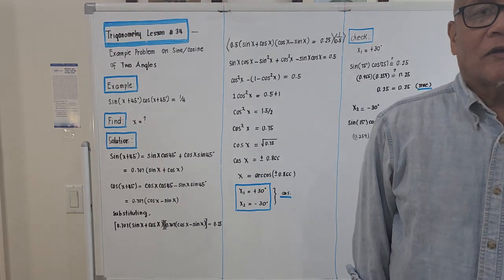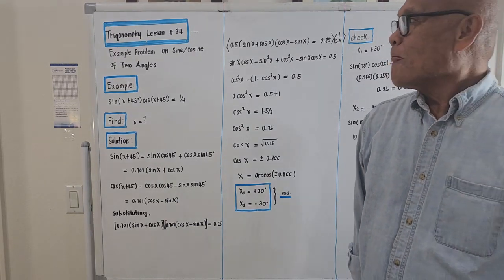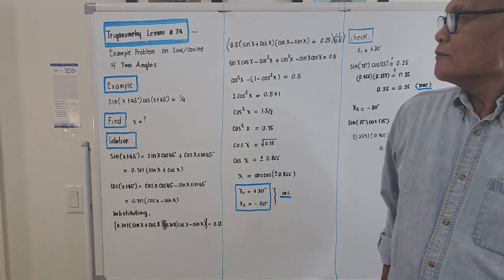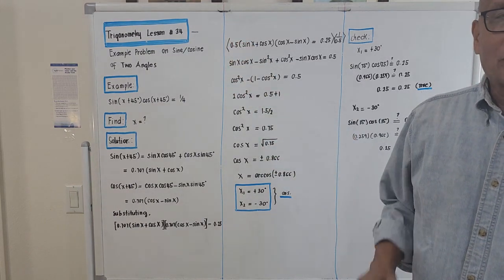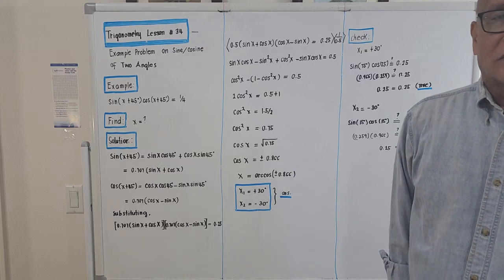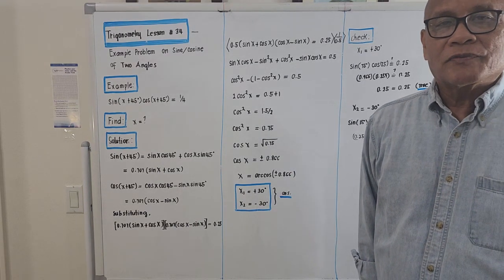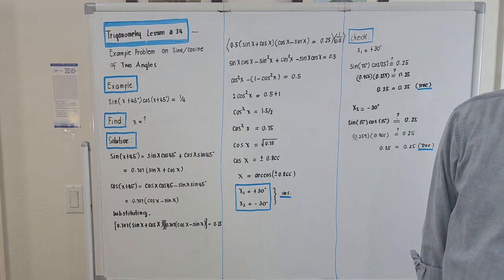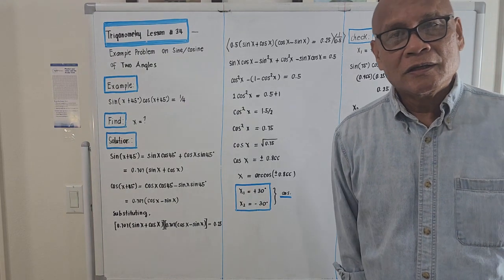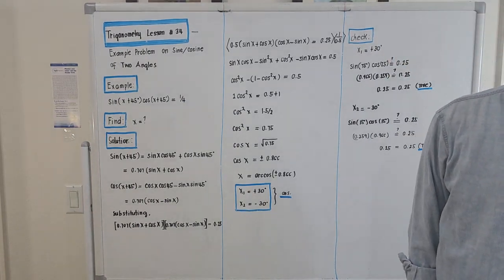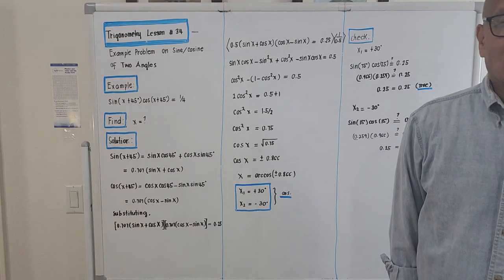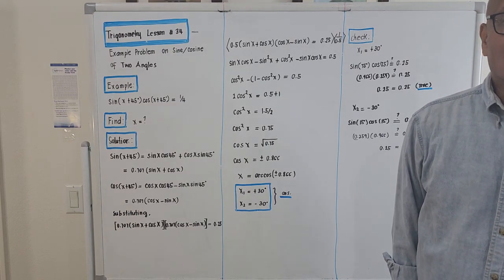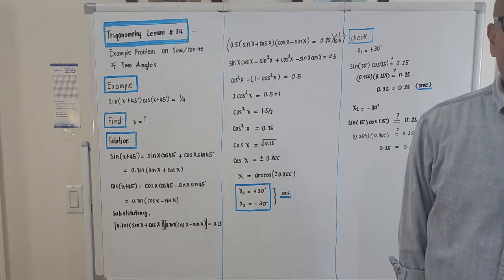Okay, my topic for this morning will be trigonometry, lesson number 34, and I will be presenting a second solution from the previous lesson. From the previous lesson 33, I presented the first solution. So for this morning, we will be solving the same problem, but we will present another type of solution. Okay, let's proceed.